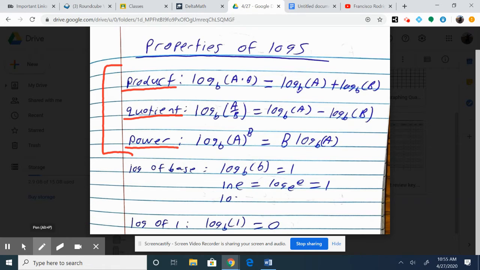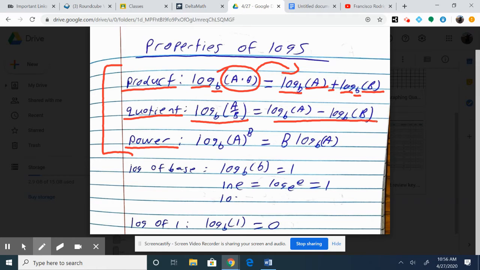Now the product property says that when we have a logarithm with a base and then two numbers inside parentheses that are multiplying, we can expand that to say logarithm with base b of number a will be added to logarithm with base b and number b. So with a quotient, quotient means division. So when we have a logarithm with a base and then a divided by b, we can separate it into a subtraction.